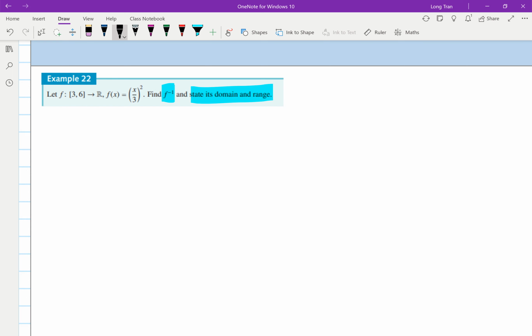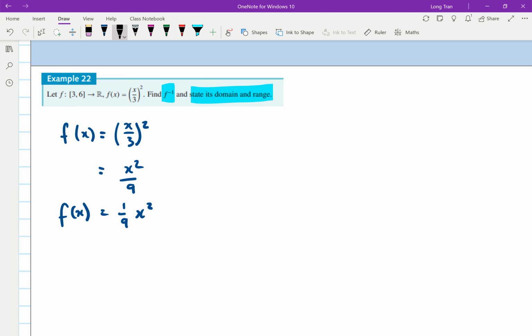So here we go. I'm going to start off by working with what I've got. I've got f(x) equals (x/3) squared. Okay, interesting. That becomes x squared over 9, which is the same thing as saying 1/9 x squared. So it's a quadratic equation. I have from 3 to 6.